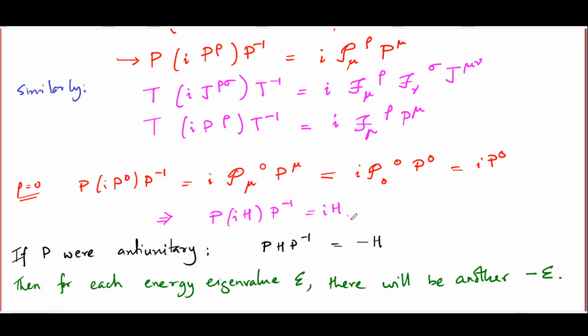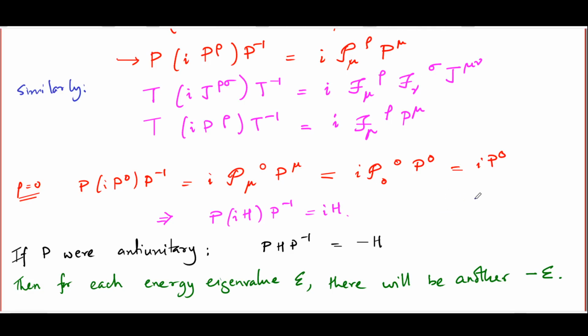Now, as we have already said, we have two options. Capital P could be anti-unitary or unitary. If P were anti-unitary, it would have to be anti-linear as well. So this I will come out of P as minus I. So you will get minus I P H P inverse is IH. And now we can cancel out the I to get P H P inverse is minus H. Now what this implies is that for each energy eigenvalue E, there will have to be another energy eigenvalue minus E.